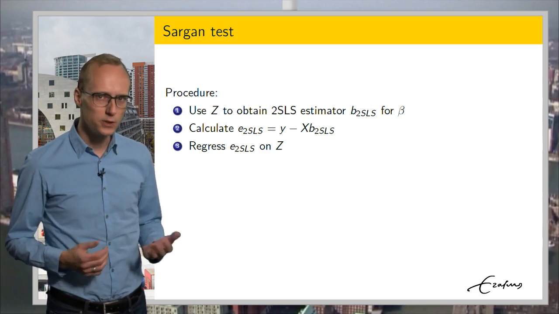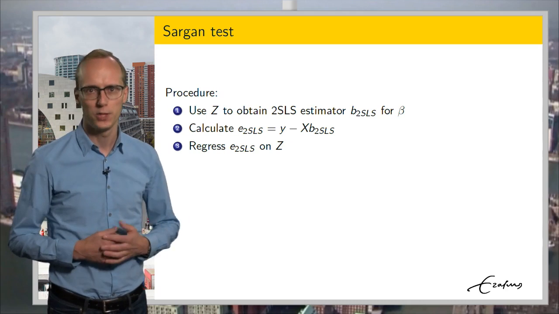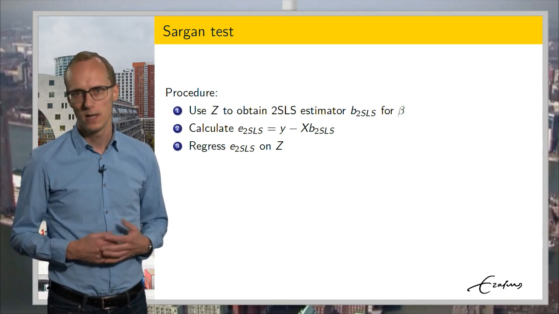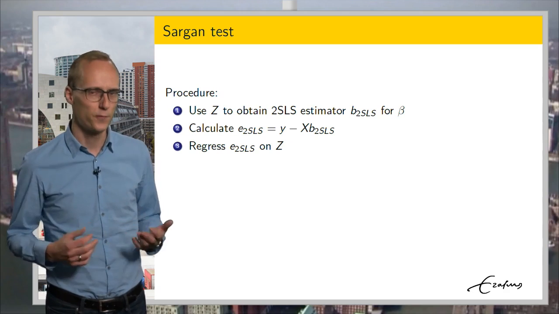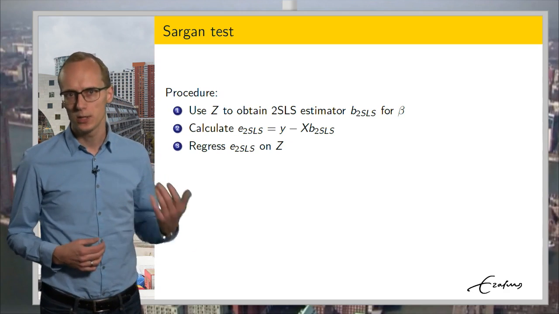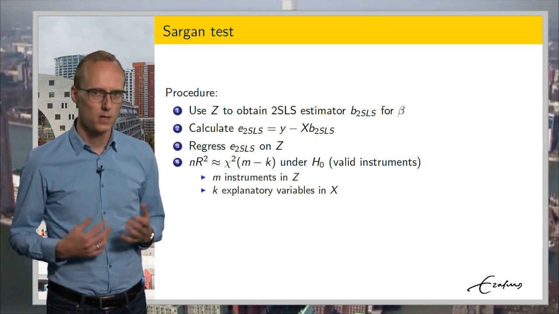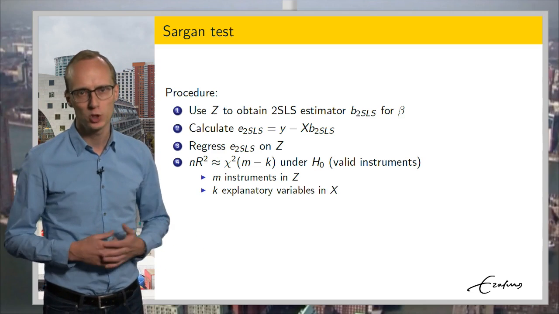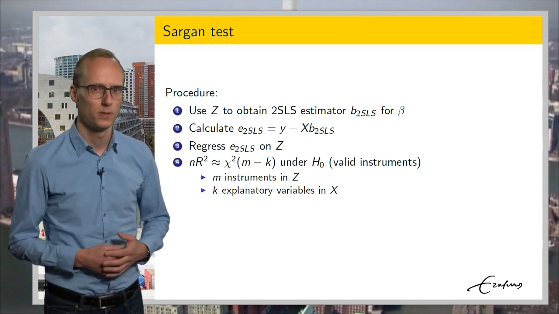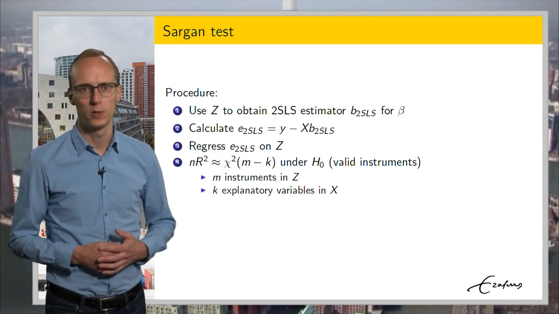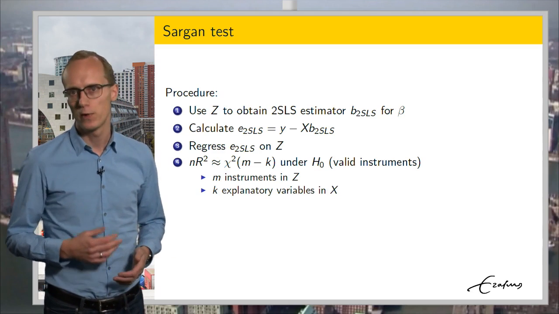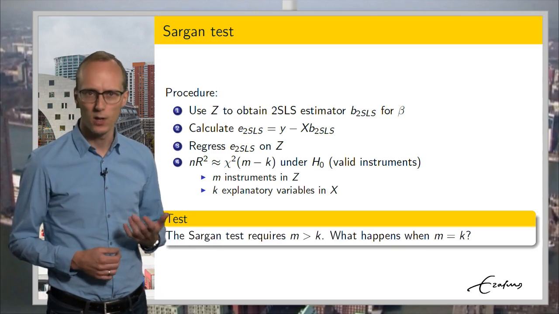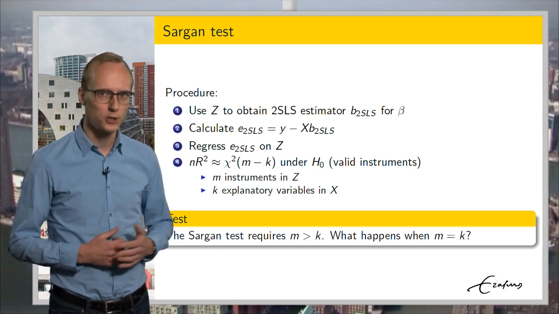If the R squared is large, this means that we can explain a lot of the residuals using Z. This would be a sign that Z itself explains Y, and this would violate the assumptions. Therefore, we reject the null hypothesis if the R squared is too large. Under the null, the distribution of the number of observations times the R squared is approximately equal to a chi-squared distribution. The degrees of freedom equals the number of instruments, m, minus the number of explanatory variables, k. The degrees of freedom imply that the test can only be performed if m is larger than k.